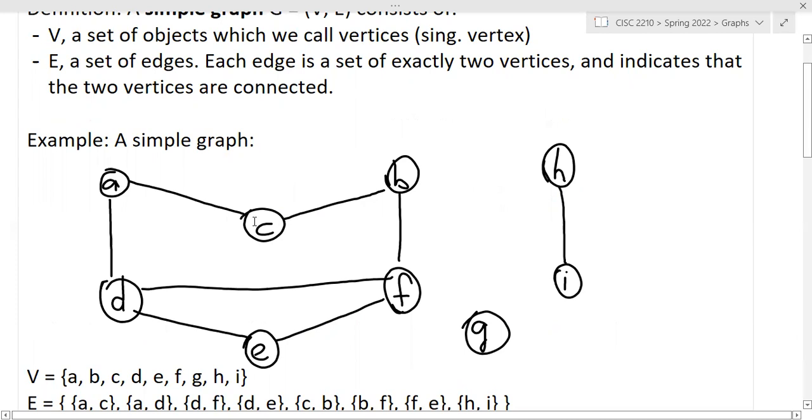All right, so what would be the degree of C? Well, there are two edges coming out of it. There are two edges that are incident to C. So therefore, the degree of C is 2. The degree of D is 3, because it has 3 edges coming out of it, and so on. The degree of I is 1, because there's only 1 edge coming out of it. The degree of G is 0.